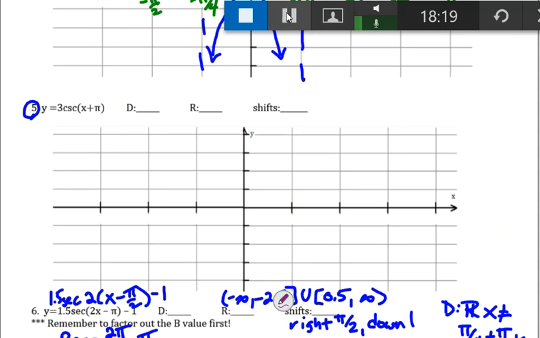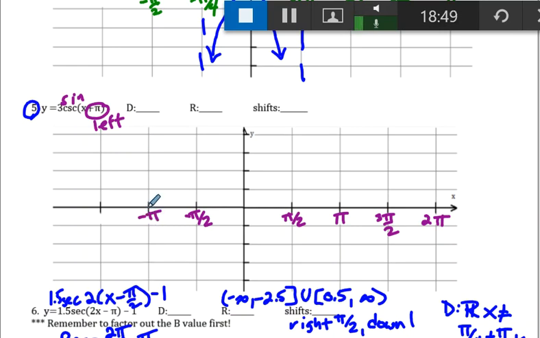Okay, so we're going to do number 5 for cosecant. What's the helper? Sine. So we're going to graph 3 sine of x plus pi. There's no change in the period, so this is 2 pi. This is pi, pi over 2, and 3 pi over 2. And we're shifting which direction? To the left pi. Left pi, good. So I need some negatives as well. I need negative pi over 2 and negative pi.